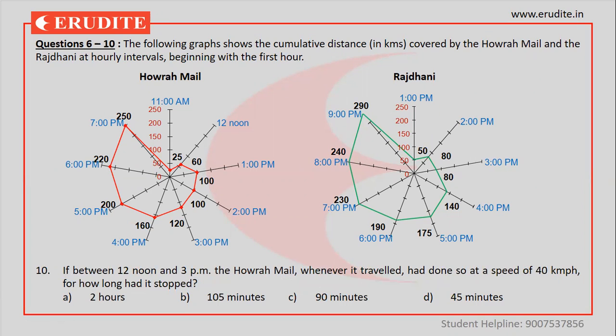Between 12 noon and 3 p.m., Howrah Mill, whenever it traveled, it has done so at a speed of 40 kilometers per hour. How long has it stopped? 12 to 3. At 12, distance traveled 60. At 3, 120. So total distance traveled 60. At the rate of 40, time taken will be 1.5 hours. Total duration 3 hours. So 1.5 hours it has traveled. That means 1.5 hours it was stopped. So for 90 minutes it was stopped.